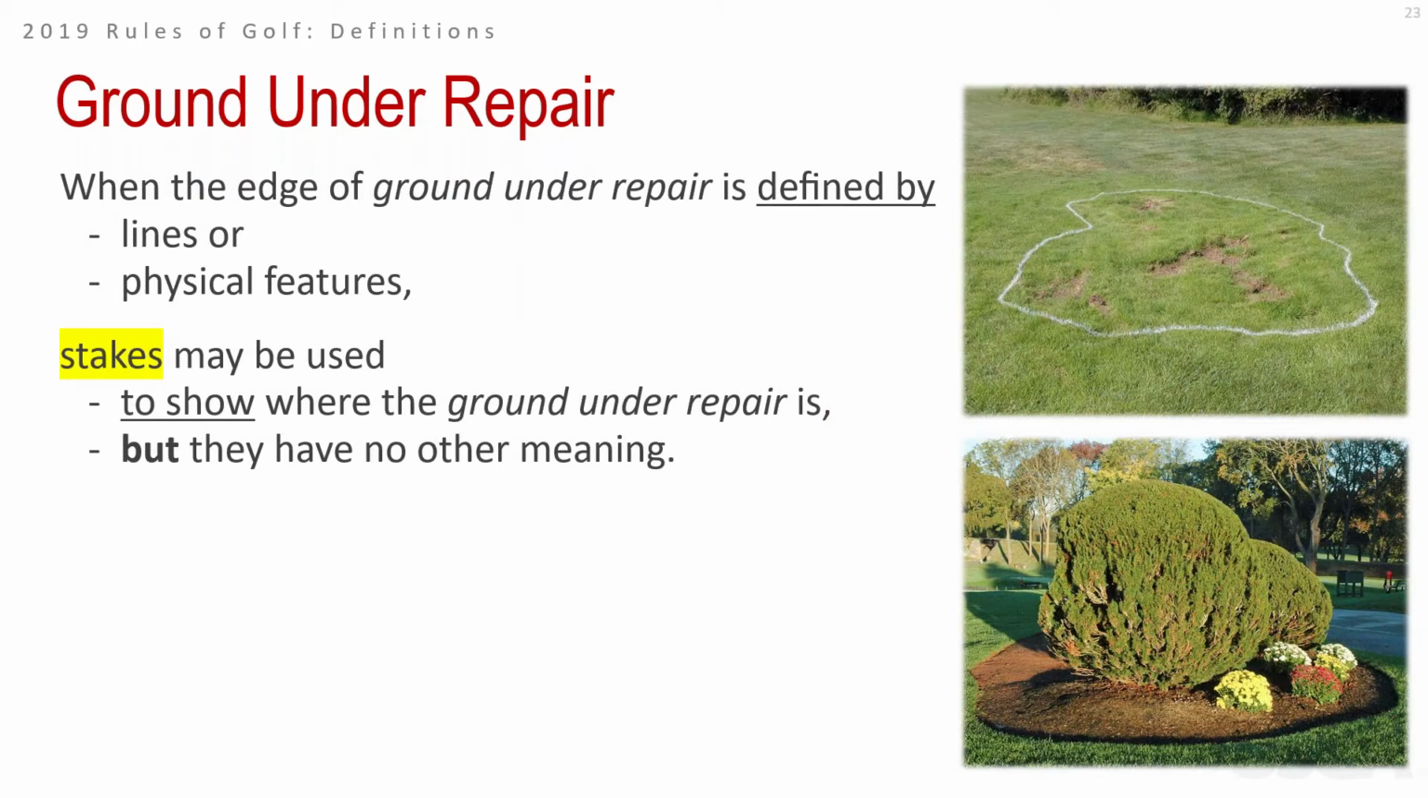When the edge of the ground under repair is defined by lines or physical features, stakes may be used to show where the ground under repair is, but then they have no other meaning. So in this example, physical features and lines will always trump stakes if both are present. If just stakes are there, those will be our determining factors of where that ground under repair starts and stops. However, if stakes and lines are present, stakes are merely there to identify the ground under repair for yourself as you approach that area.